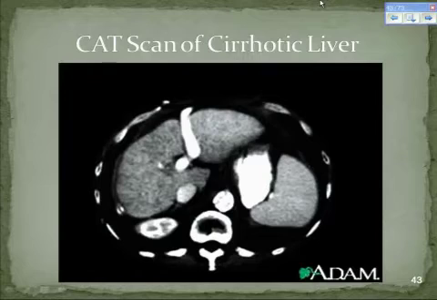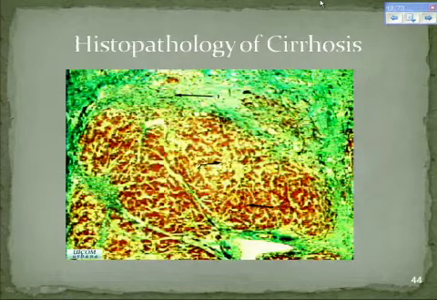This is a cirrhotic liver on the CT scan. It's got the granular pattern. This is where the gallbladder is at. And this is the histological changes of cirrhosis. You can see the scarification that occurs on the outside here.